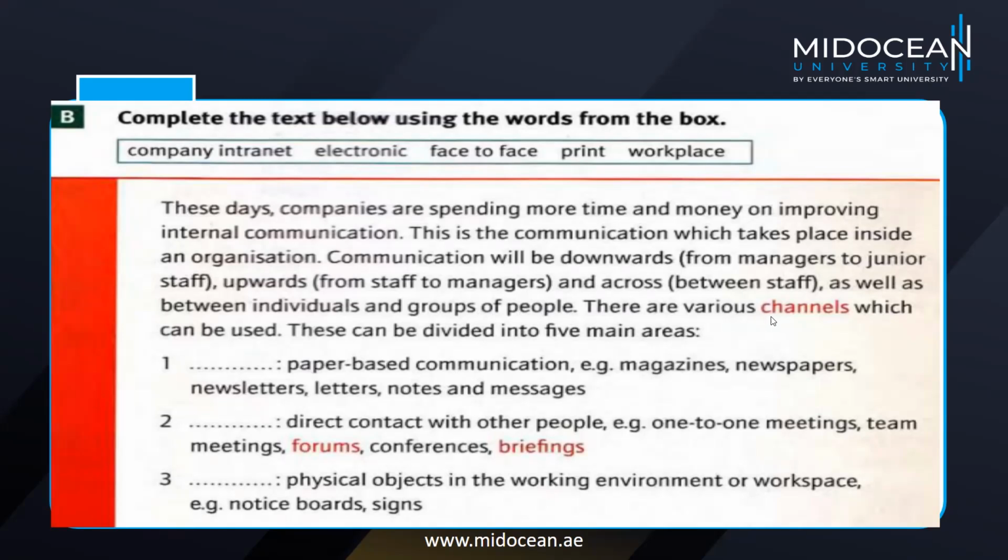There are various channels. Various means many. Okay, channels. This is a way of communication. There are many ways of communication which can be used. These can be divided into 5 main areas. So number 1, paper-based communication.